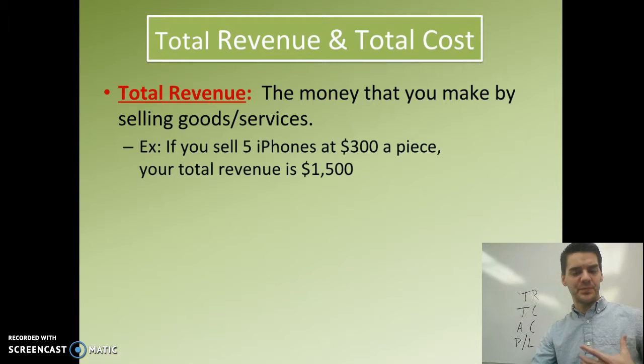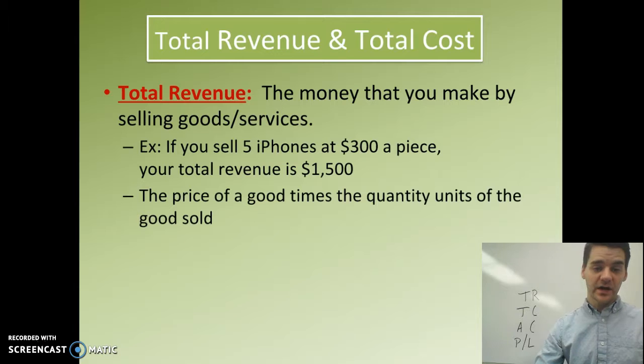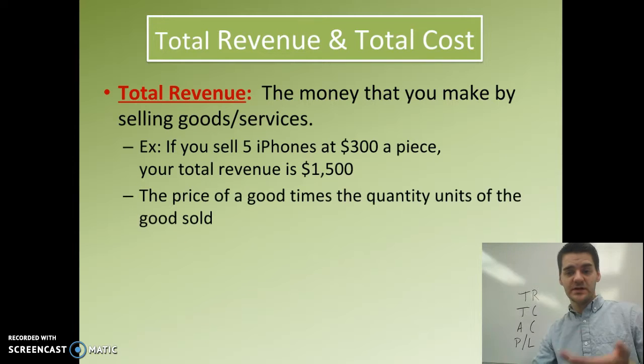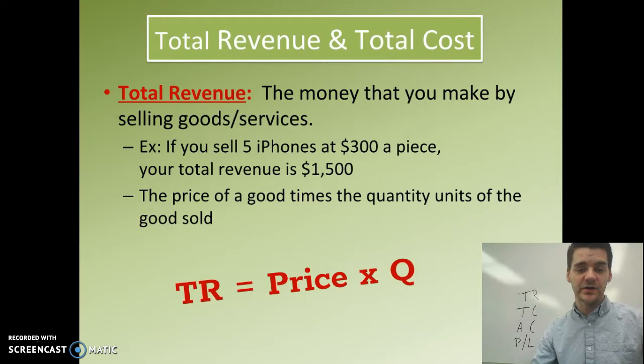And so here's an example. If I am Apple and I make iPhones, and let's say I sell 5 iPhones and I charge $300 a piece. 5 times 300, which is the price of the good times how many I've sold, or the quantity, is going to tell me what my total revenue is. And so that'd be $1,500. There's your formula for that.